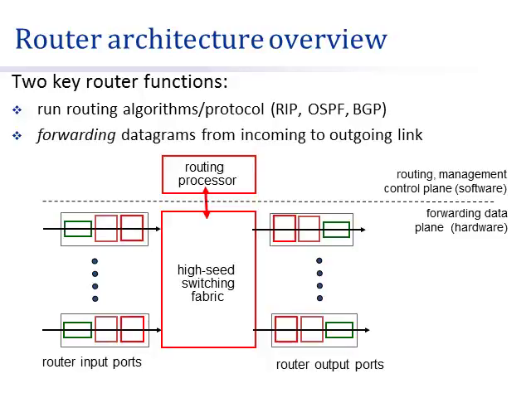There are different routing algorithms like RIP, Routing Information Protocol, OSPF, Open Shortest Path First protocol, and BGP, Border Gateway Protocol. Those are implemented in the control plane, which is basically the software component of the routing architecture.